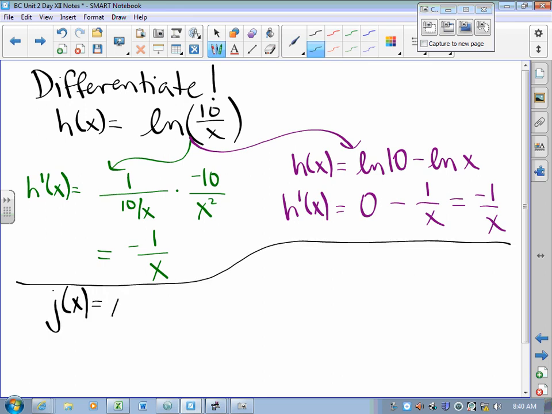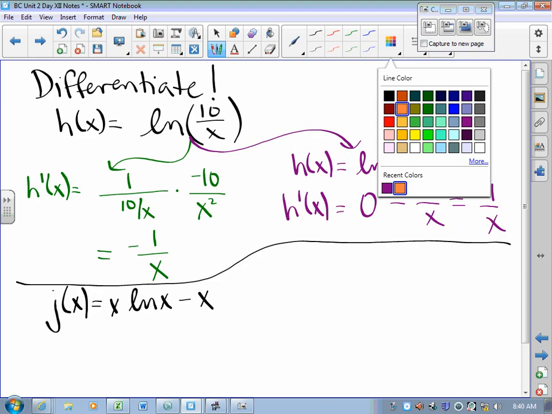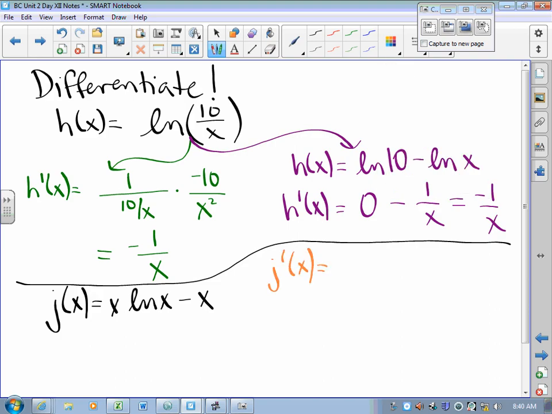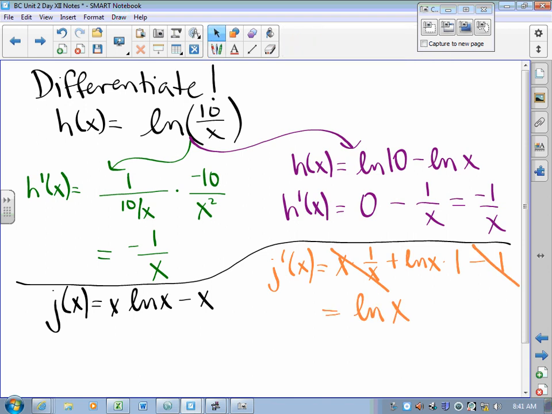All right, one more. J of x is x ln x minus x. I'm going to take a derivative in orange. The product rule is so much fun. It's the first times the derivative of the second plus the second times the derivative of the first, minus 1. Wait a minute. That's just ln x. Right, and that's all it's ever going to be. That's ln x. Everybody get excited.